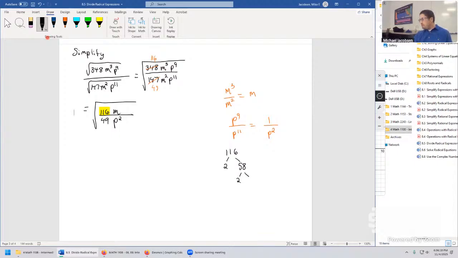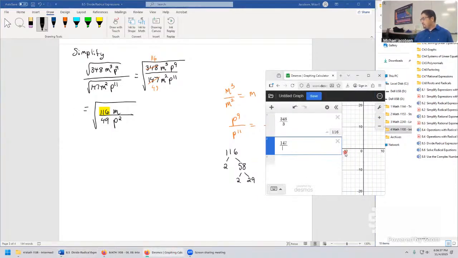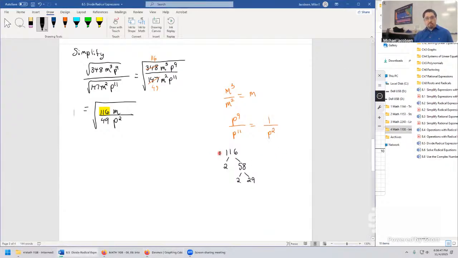Then 2 will go into there, let's see, 29 times. At this stage, 29 is a prime number, so this looks like as far as it will reduce. Let's double check that arithmetic. 2 times 2 times 29. Yeah, that gives us back the 116. So the best way to write 116 is as 2 squared times 29.